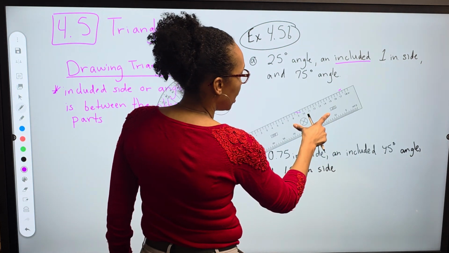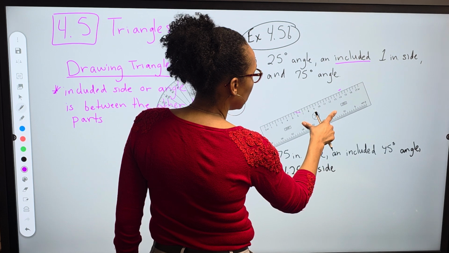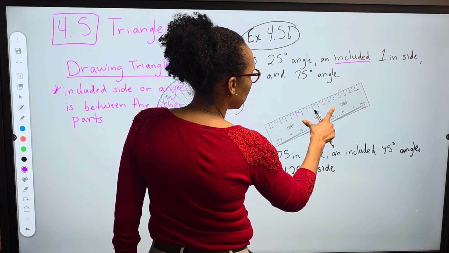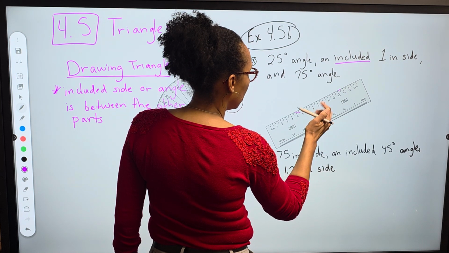Then you'll take your straight edge or the edge of your protractor and we'll make a line.